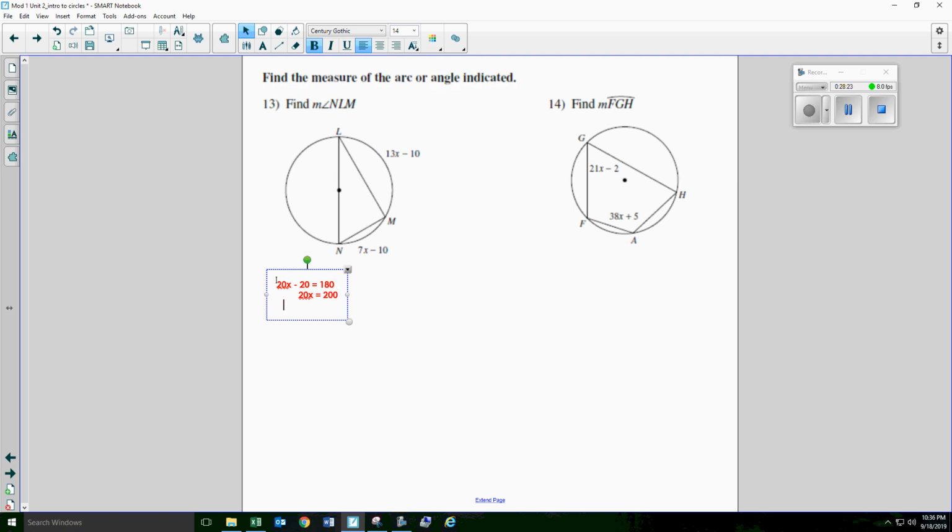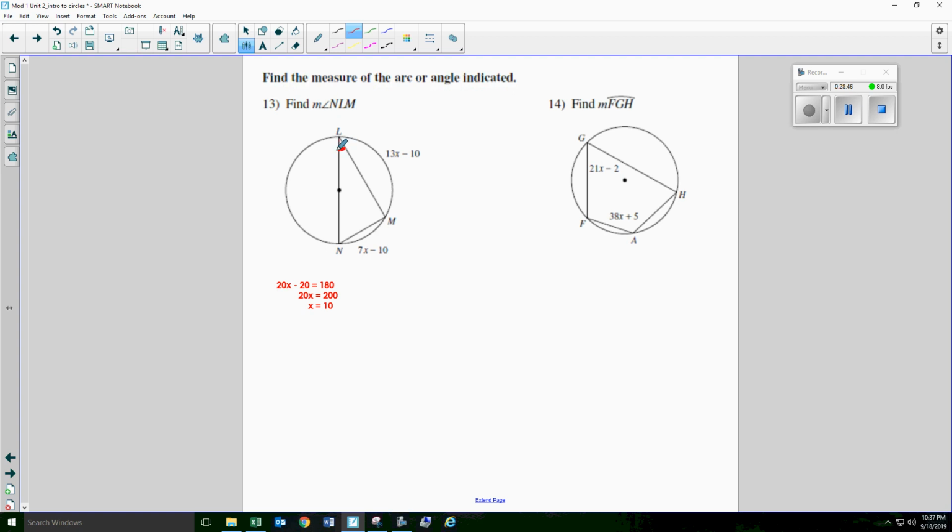And last step, the division property of equality, dividing by 20 on each side. 200 divided by 20 is 10, so x is 10. Now that's what x is. Go back and read the directions. It wants the measure of the angle NLM. It wants this angle right here. That's what it's asking for. What is that angle it's saying?